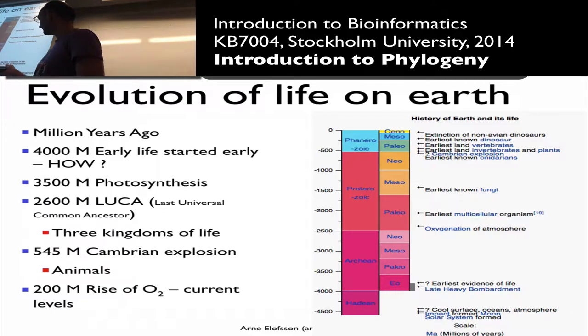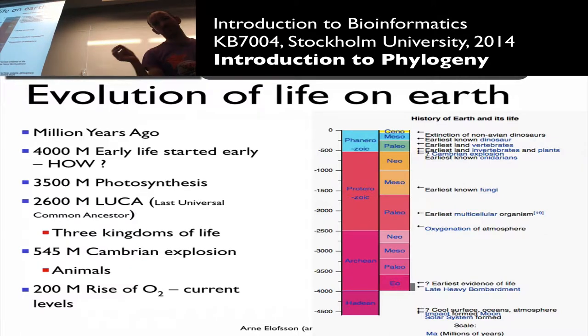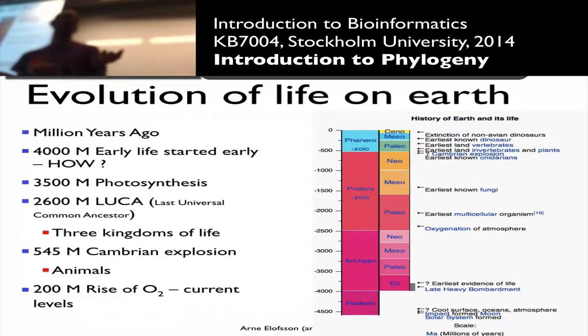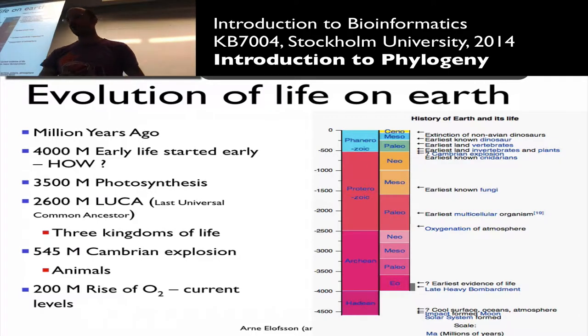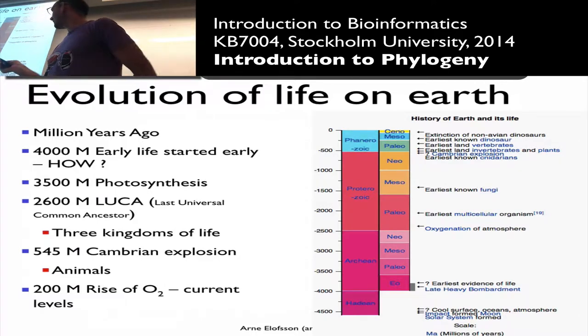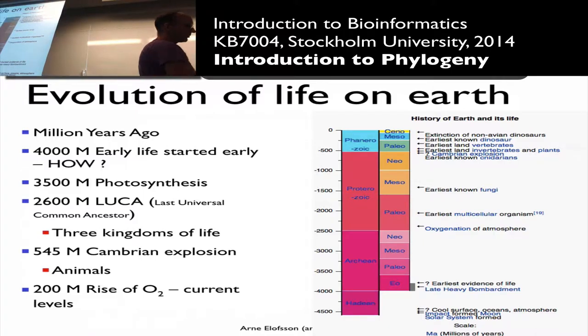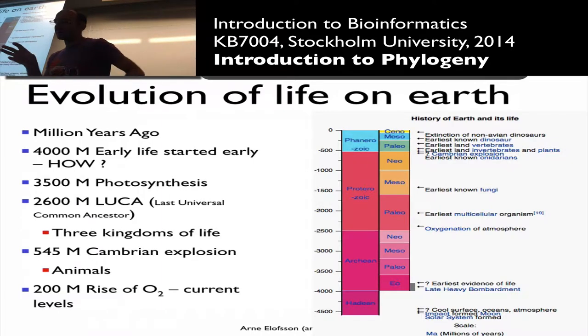How do you know this? You have some old fossils, but it's actually quite difficult to separate a fossil of early life from something that was just a chemical reaction. It's not obvious what is what. So the exact time is hard to say, but it's probably the case. Other ideas are that at least 3.5 billion years ago there was photosynthesis, and 2.5 billion years ago, most people believe, was when the last universal common ancestor of all life on Earth lived. So about 2.5 billion years ago we had one organism or a group of organisms that then divided into the three kingdoms of life. Remember what these were? The bacteria, the archaea, and the eukaryotes.